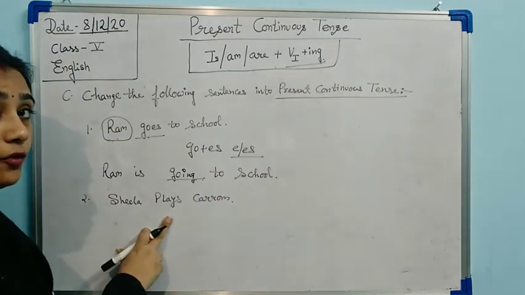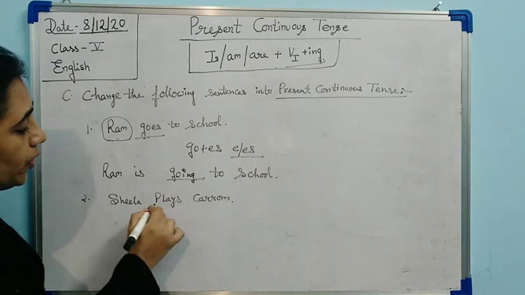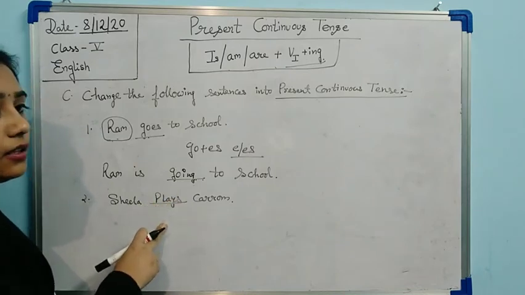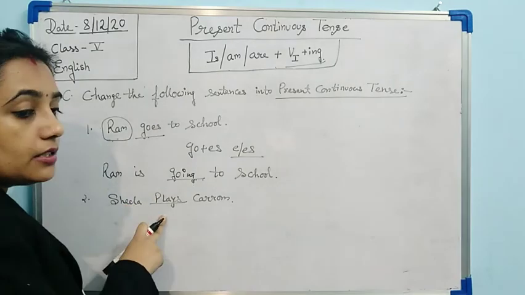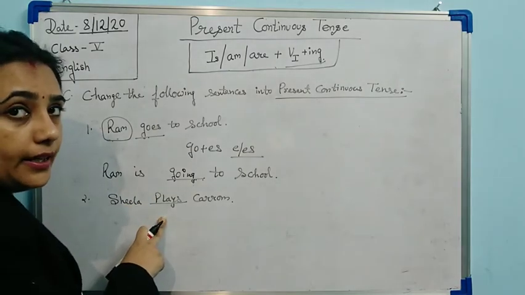Now, what is the verb here? First, we will see the verb. Plays. Again, S is added to the base form. That means the sentence is in simple present tense.